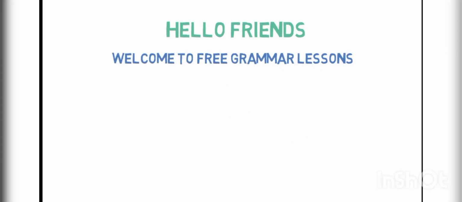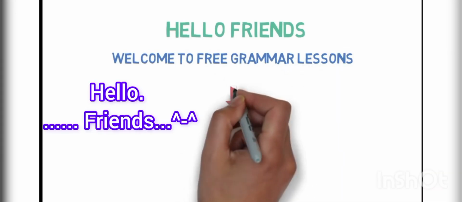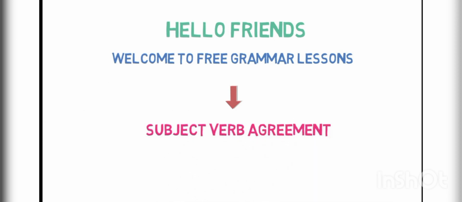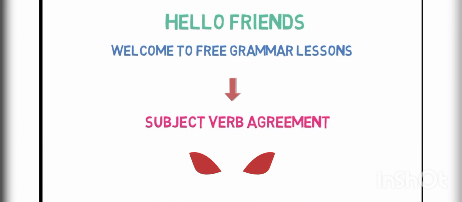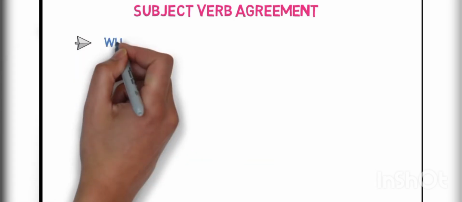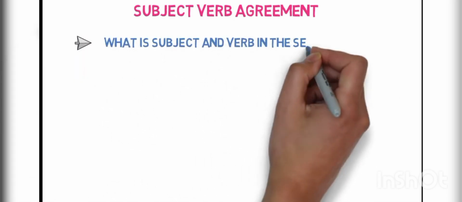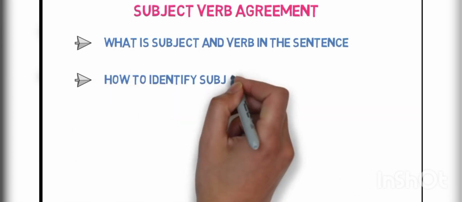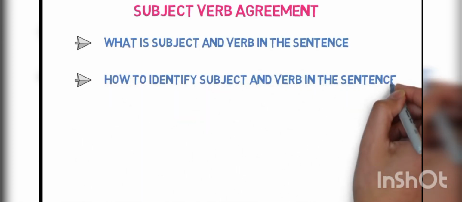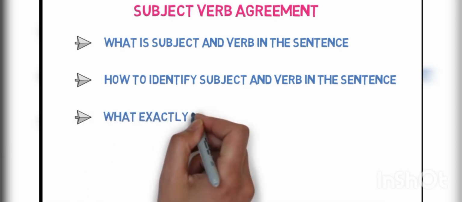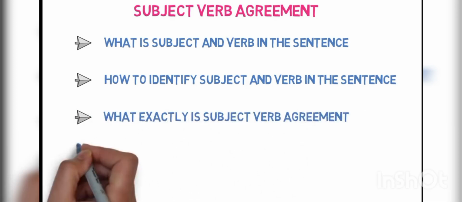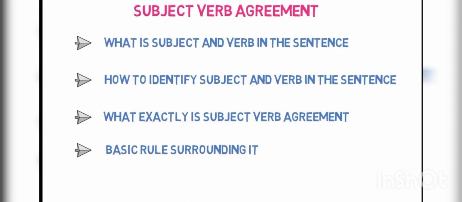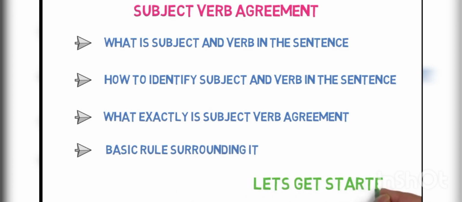Grammar lessons. In this video, we will learn the basics of subject-verb agreement. Before understanding subject-verb agreement, we will understand what is subject and verb in the sentence and how to identify subject and verb in any sentence. Then we will understand what exactly is subject-verb agreement and the basic rule surrounding it. So without further ado, let's get started.